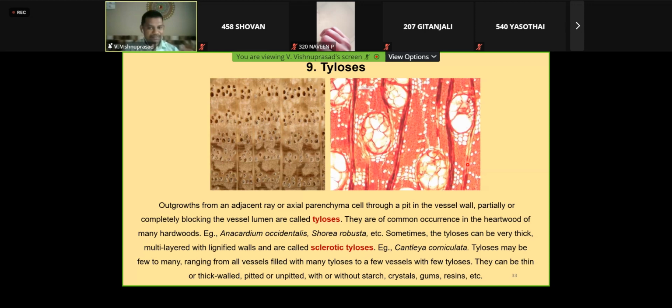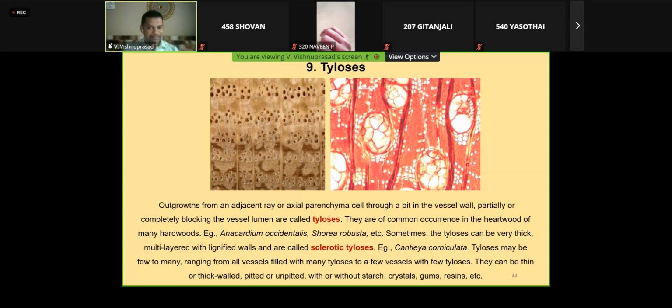Okay, so what is the function of tylosis? In order to block the lumen in the heartwood region so that conduction from there does not take place. And in fact, if the lumen remains open, it can also be prone to infections, and that's why it has to be plugged up. That's called tylosis.